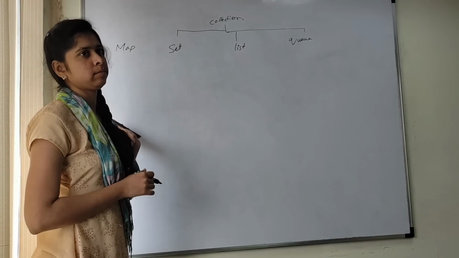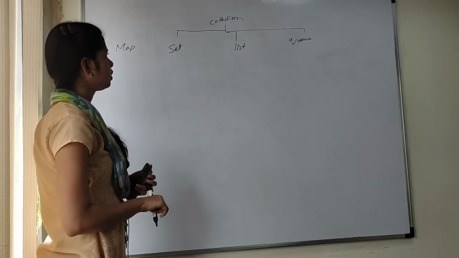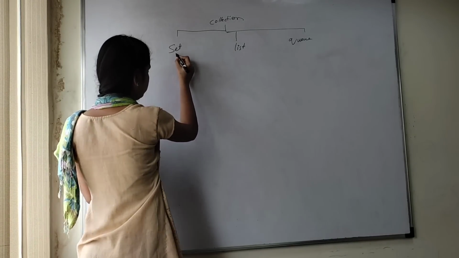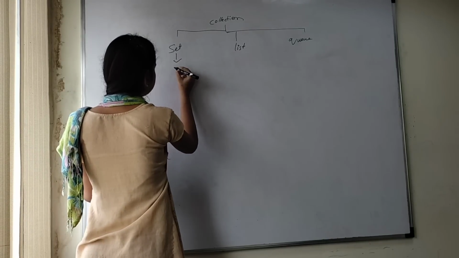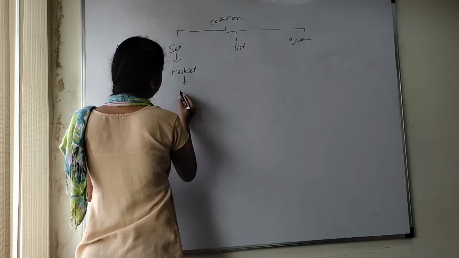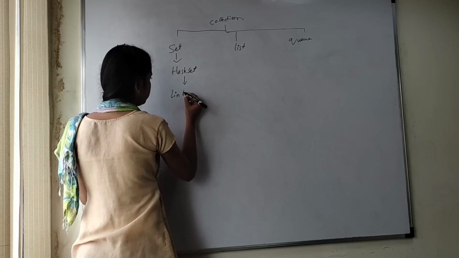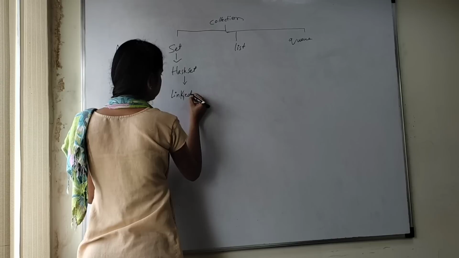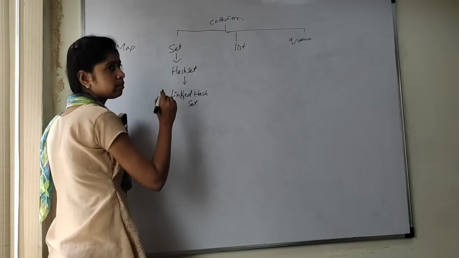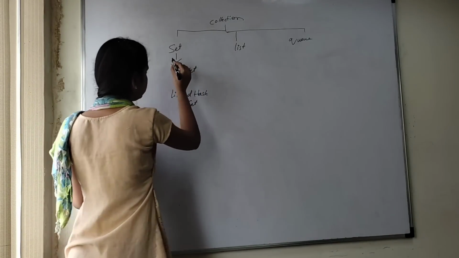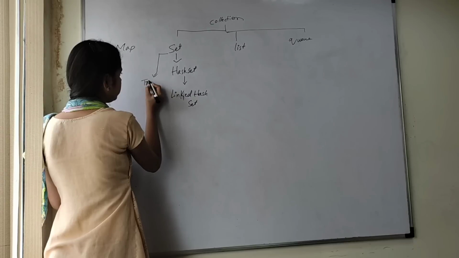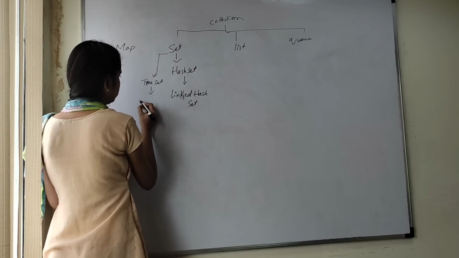In the set interface, what are the classes we have? There are two classes, ma'am. One is hash set, and the other one is linked hash set. And set is also extended by tree set and sorted set.